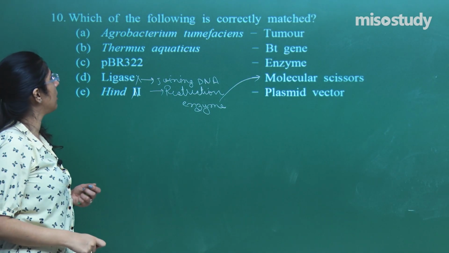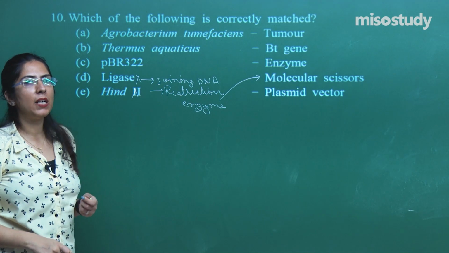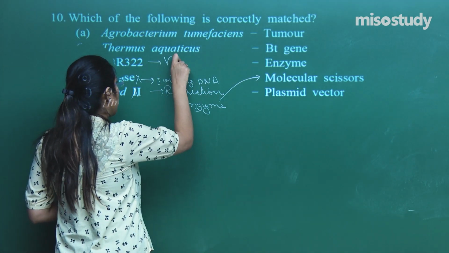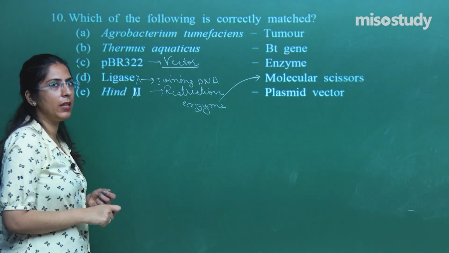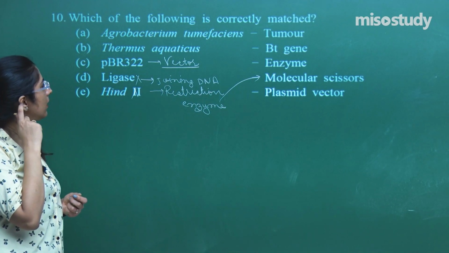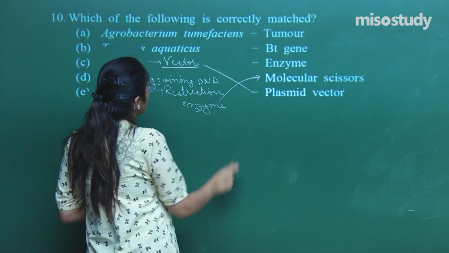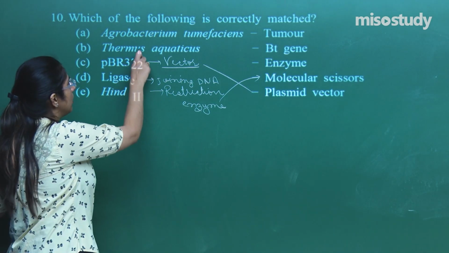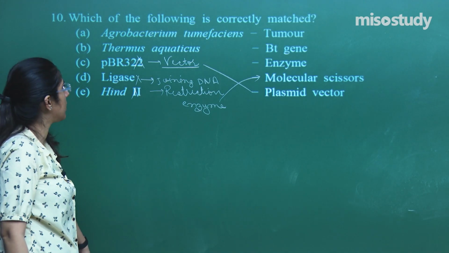Let's look at option C, which indicates pBR322. pBR322 is just a vector which helps in carrying DNA, and this was extracted from E. coli. Very efficient vector. So the correct option for this should be plasmid vector, but this is also a wrong one. In the second column in front of this, an enzyme is written, but these are not enzymes.